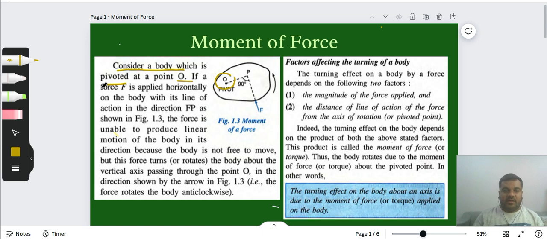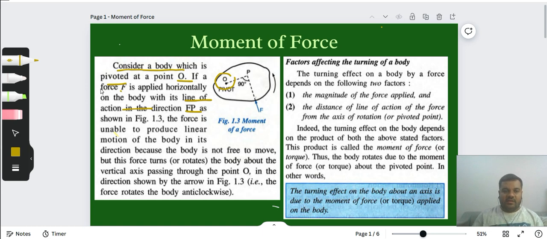Now the next step is, if a force F is applied horizontally on the body, the line of action of this force is Fp. Here F is applied and its line of action, as you see, is Fp as shown in the figure. The irregular body is pivoted at point O. A force F acts horizontally and its line of action is Fp as shown in the figure.